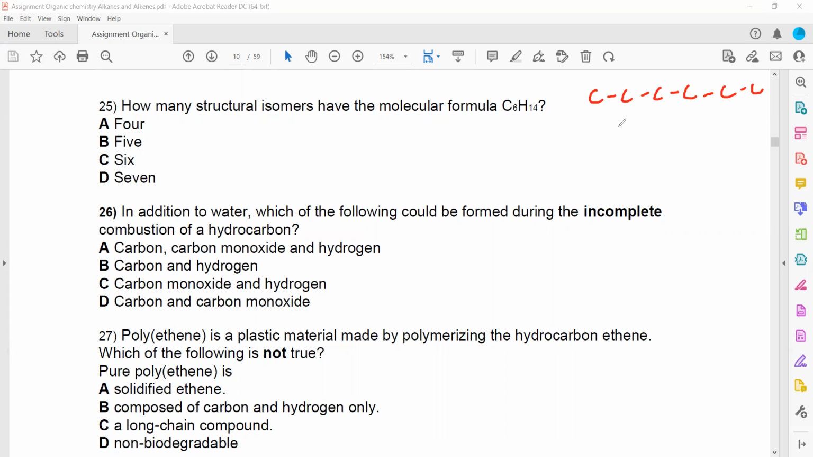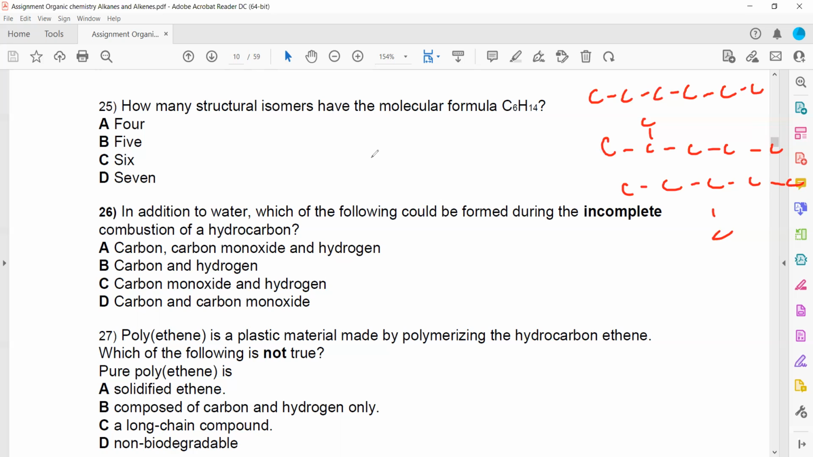Or you may have 5 carbon and one branch with one. And you may have 5 carbon and one branch with the second. But if I put it further right, that is also second, so it won't make a difference.